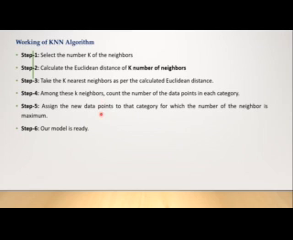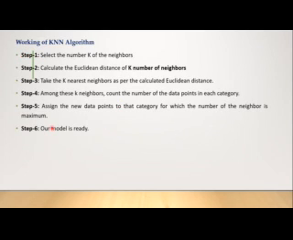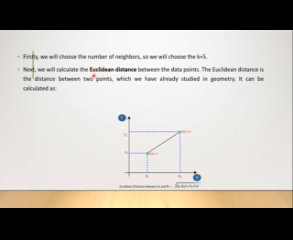Let's see an example and we'll get clarity. Let's assume that we have category A and category B, and we have a new data point. We have to add the data point to either category A or B. We can do it with the help of this formula, applying the Euclidean distance. First, choose the number of neighbors. Let's assume that we choose the K value as 5. Then we calculate the Euclidean distance between the data points.